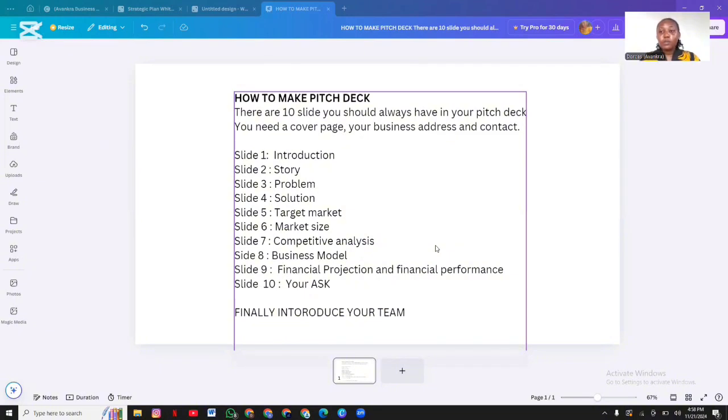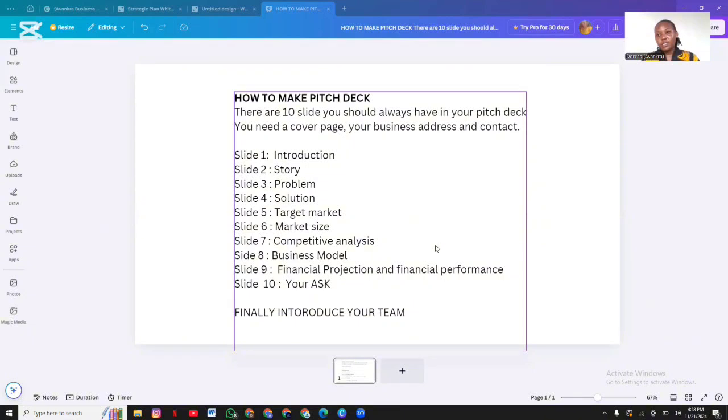First of all, you need a cover page for your pitch deck. The cover page will have your business address and your contact, your Instagram handle and all. So that's just the start. The first slide you have to have in your pitch deck is the introduction.